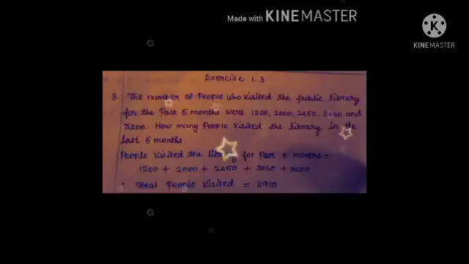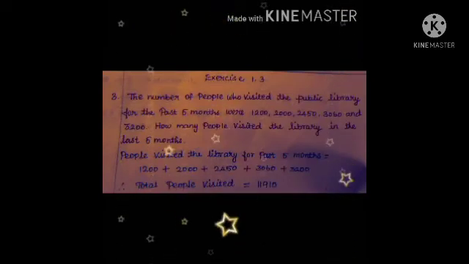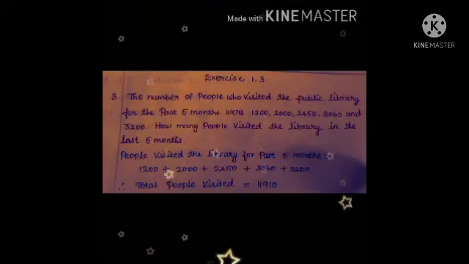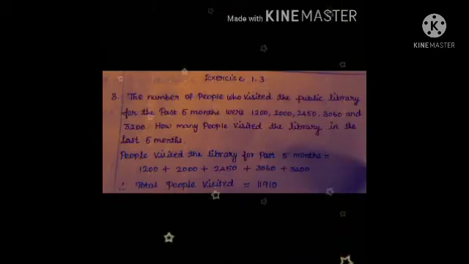Okay, so we are going to start with exercise 1.3. In that exercise 1.3, the first question is fill in the blanks. There are 3 fill-ups. The next question is true or false. There are 3 true or false also. One-word answers and all, next class we will see.